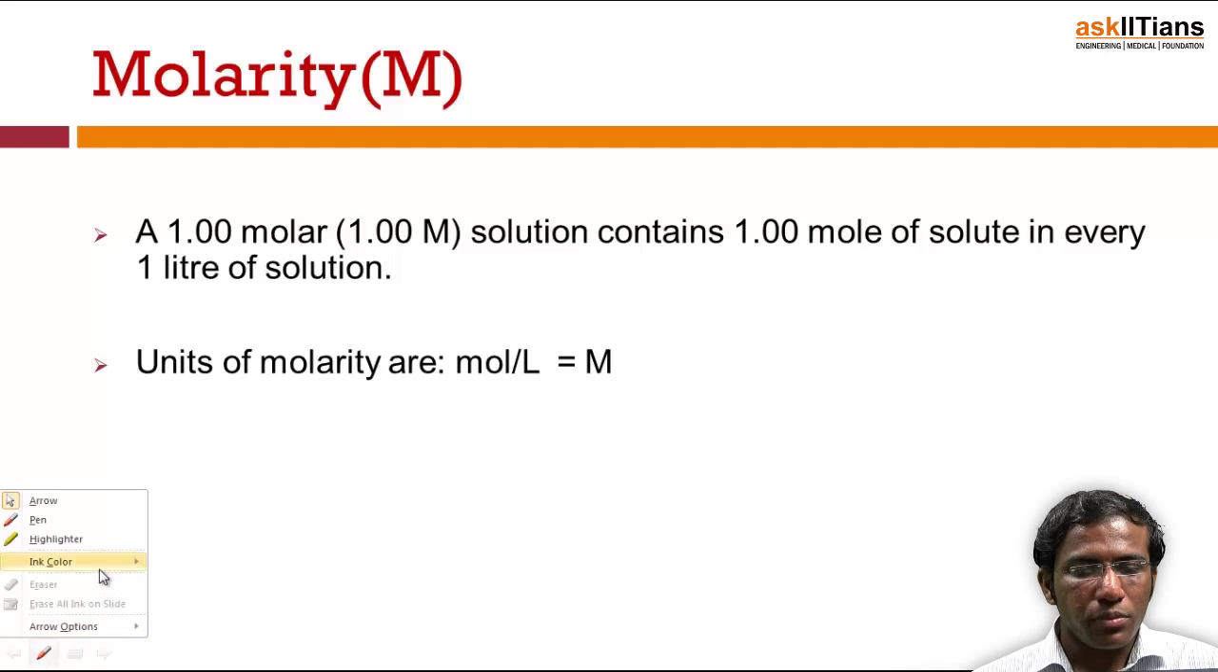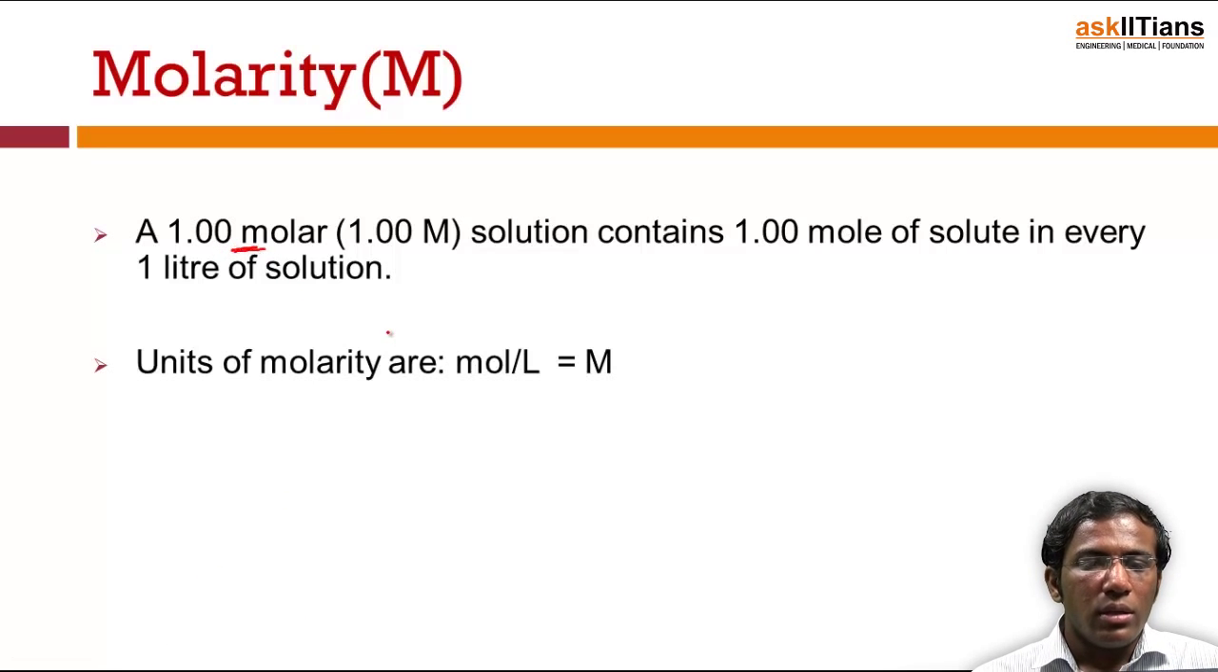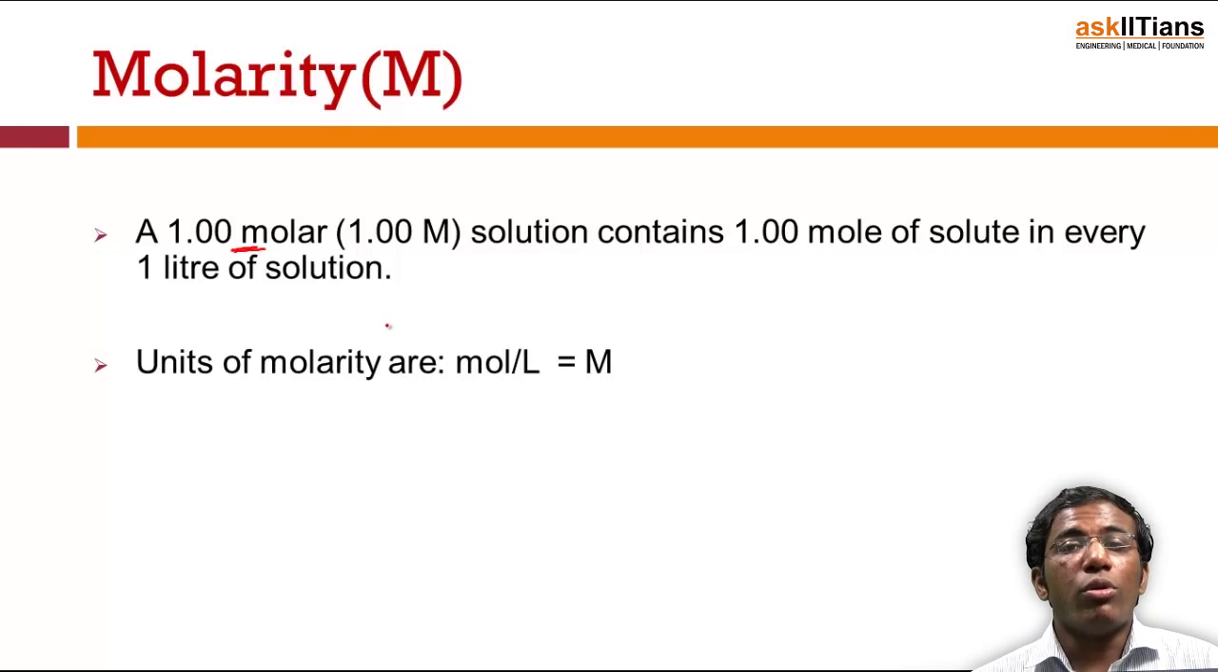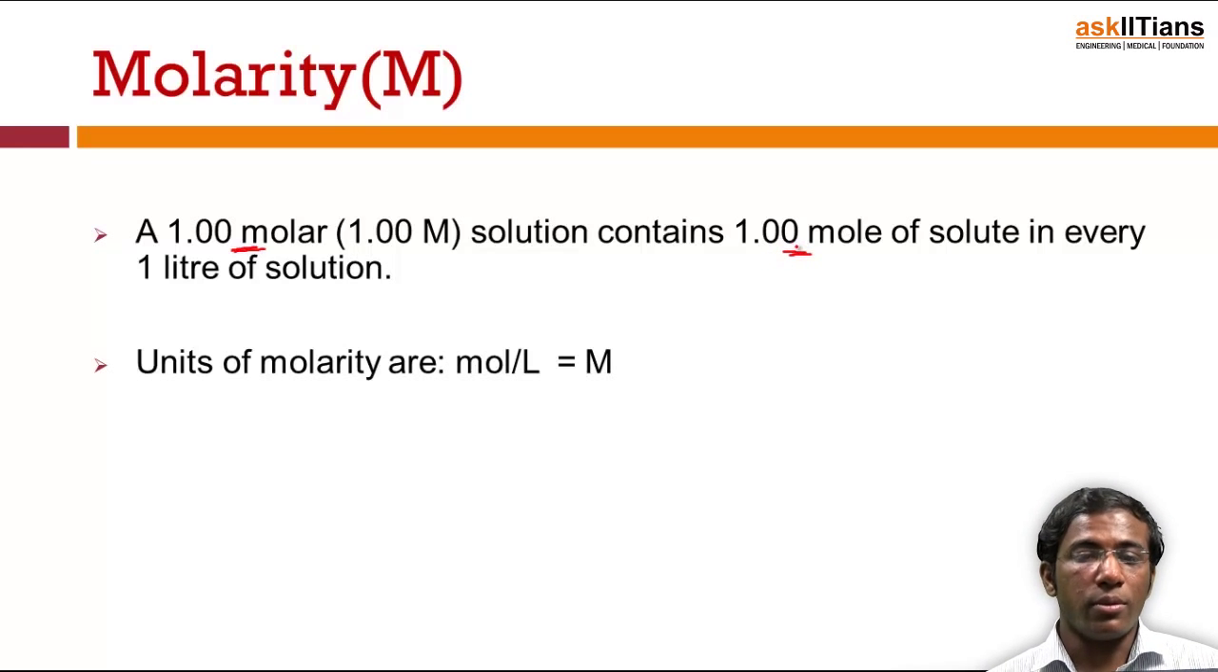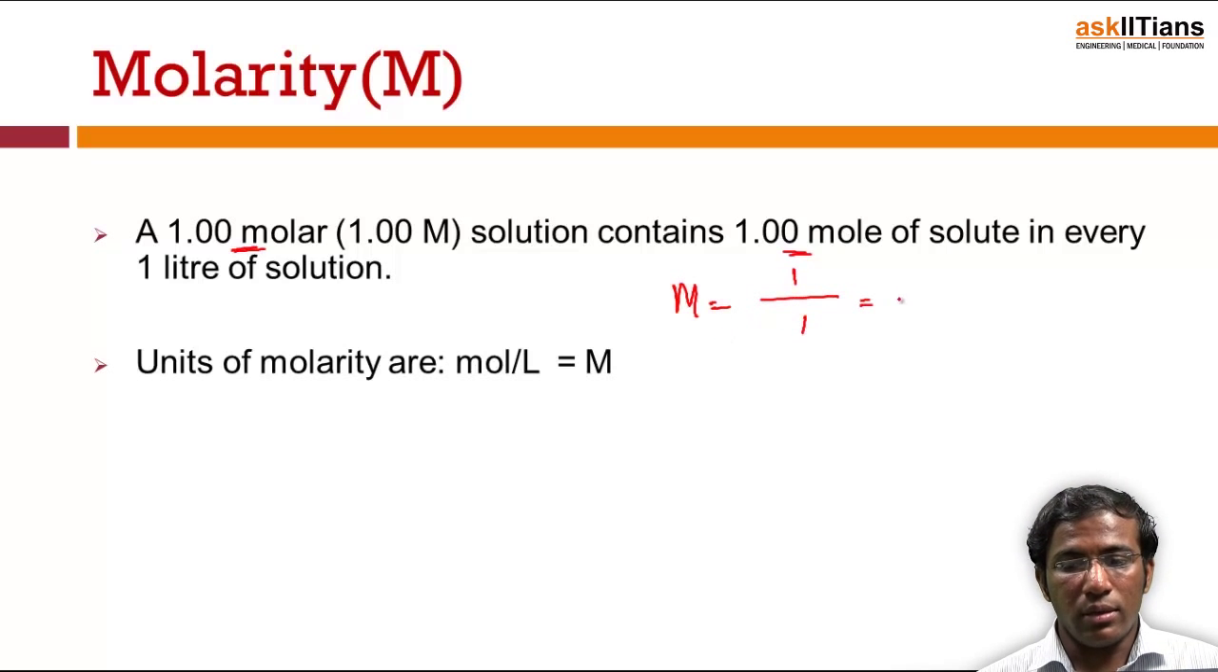The molarity is denoted by capital M. Say I want to prepare a 1 molar solution. That 1 molar solution contains 1 mole of solute in every 1 liter of the solution. We know that the molarity is equal to the number of moles divided by the volume, so you are taking 1 mole divided by 1 liter. So the molarity will be 1. It is known as a 1 molar solution.